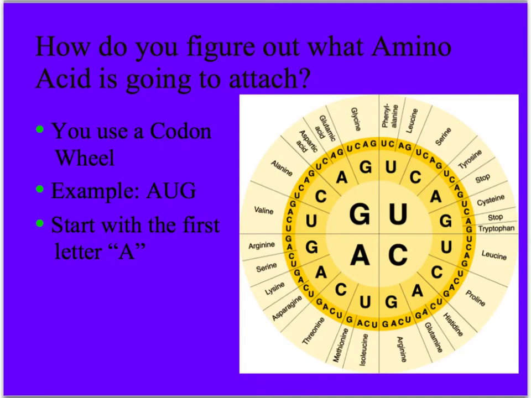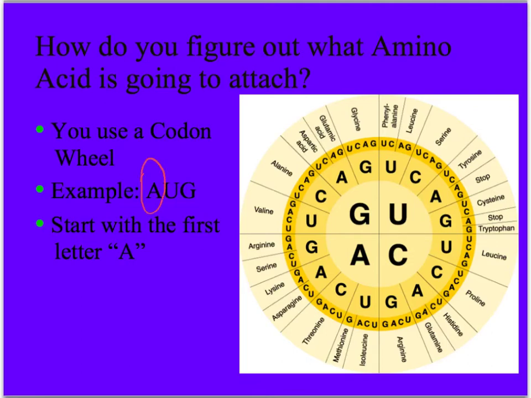The next question you have to ask yourself is, how do you figure out what amino acid is going to attach on? To do that, use something called a codon wheel. Now, using a codon wheel is pretty simple, even though it looks complicated to start. Let's say you were given the codon AUG. The first letter of this codon is A.